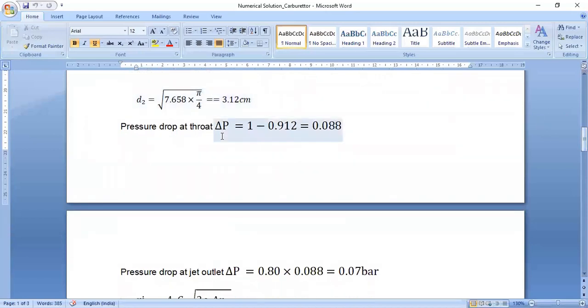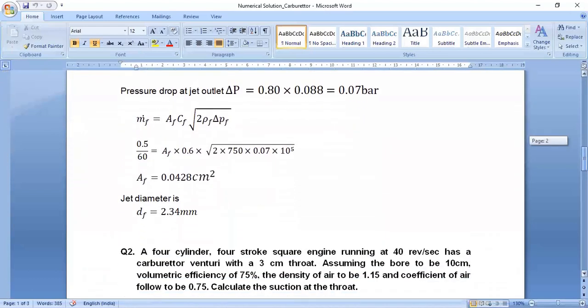Now pressure drop at throat, delta P, is equal to 1 minus 0.912, which is equal to 0.088. So this is the pressure drop at the throat. Now, it is given that the pressure drop at jet outlet is 0.8 times the pressure drop at the throat. So we can get the pressure drop at jet outlet, that is 0.8 into 0.088, which is 0.07 bar.